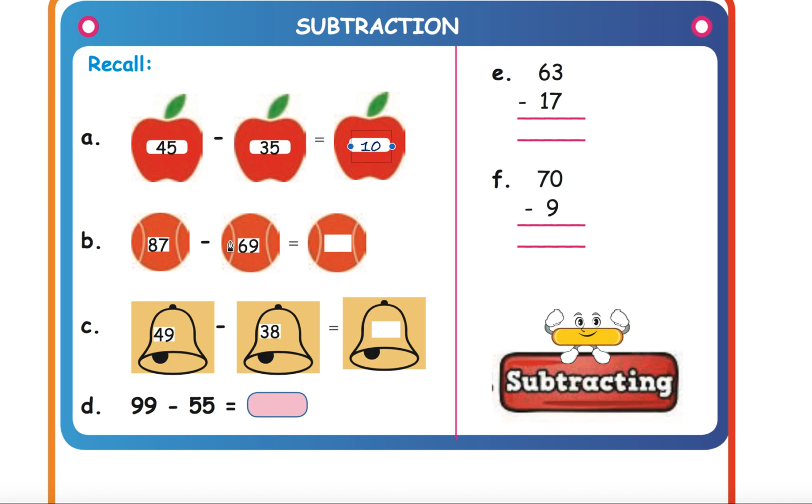Okay. 87 minus 69, how much? 18, right? 87 minus 69 is 18. 49 minus 38, 11. 99 minus 55, 44.